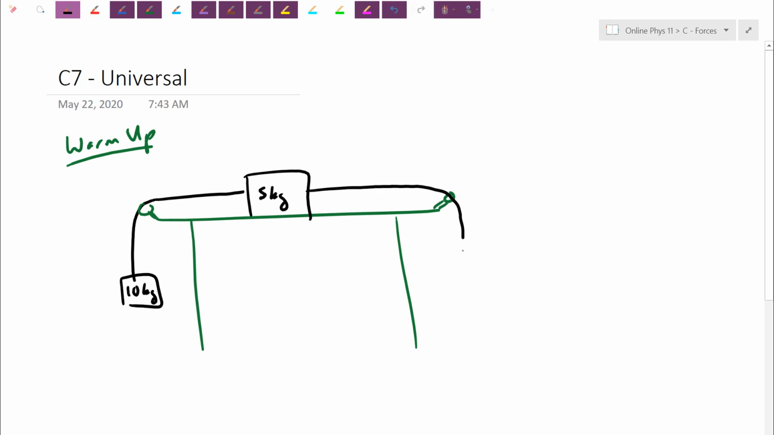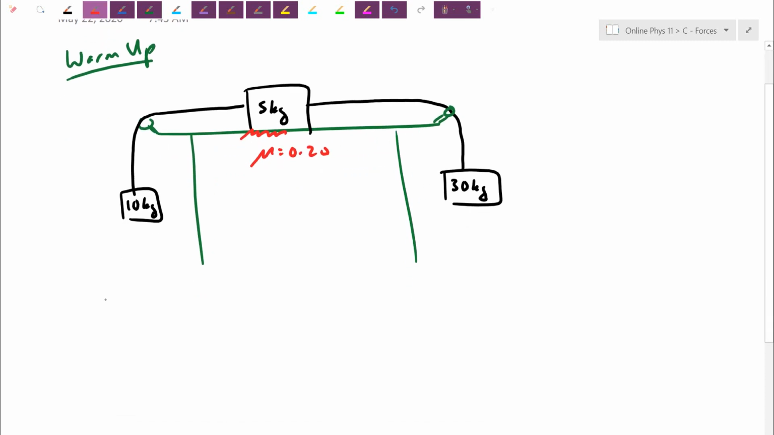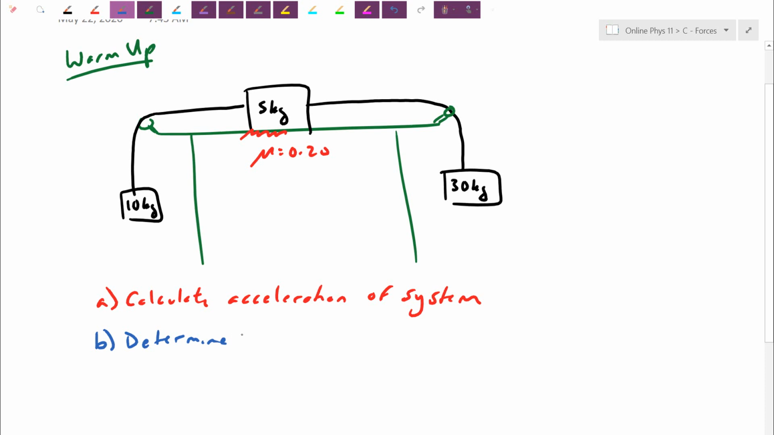And then there's another string hanging on the other side here. We happen to have a 30 kilogram mass. I'm going to give you that the coefficient of friction, let's say the mu is 0.20. And we're interested here, always the same style of question: can you calculate the acceleration of the system? If you think about all three of these, they'll either all fall clockwise or they'll all go counterclockwise. At what acceleration rate do they do it? And then B, I want you to determine or find the tensions.